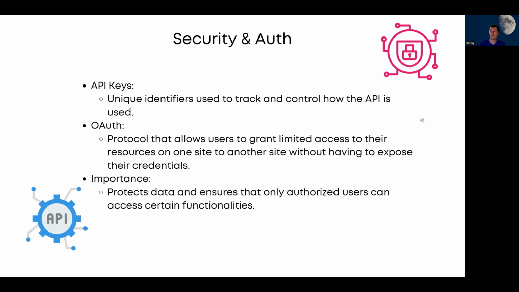APIs have various types of security and authorization built in. The principal one is API keys. This unique identifier is used to track and control how the API is used. And you'll find that with many of them, if you're doing development, you'll usually have a certain tier of how many calls you can make for free before you start getting charged. OAuth is a protocol that allows users to grant limited access to their resources on one site to another site without having to expose their credentials. So basically, the importance of security and auth is that it protects data and ensures that only authorized users can access certain functionalities.